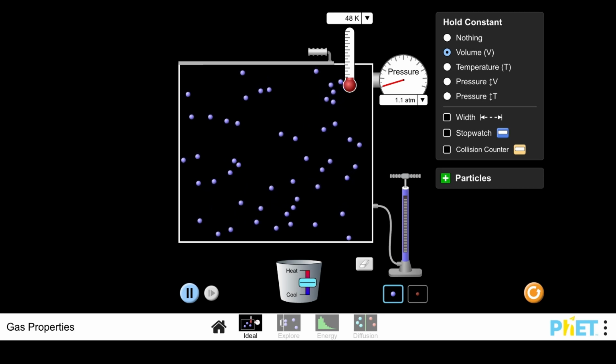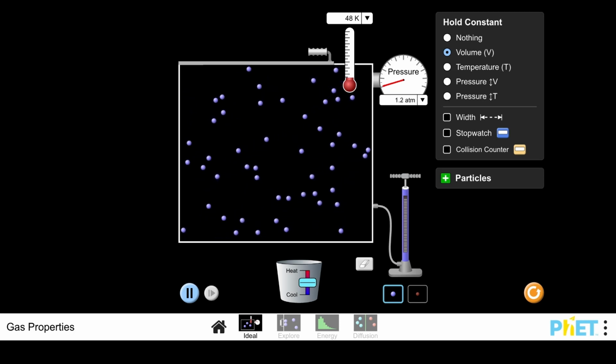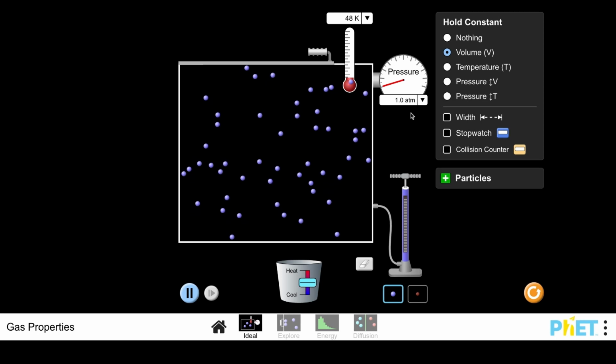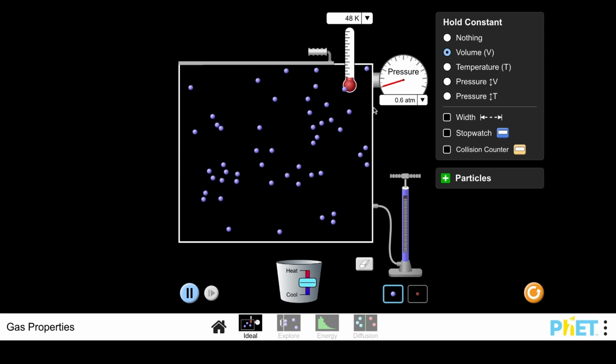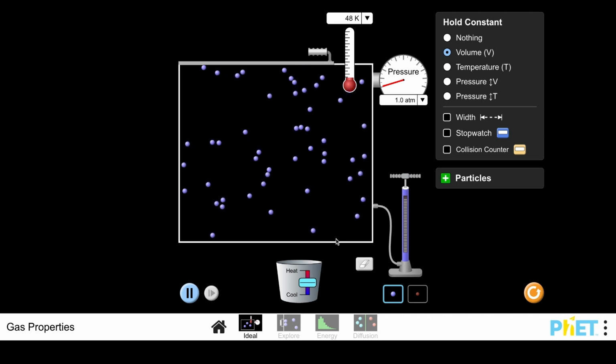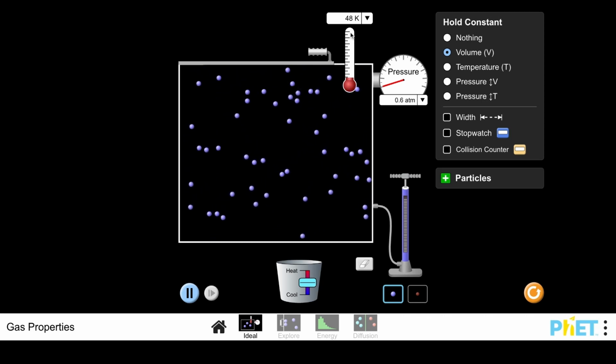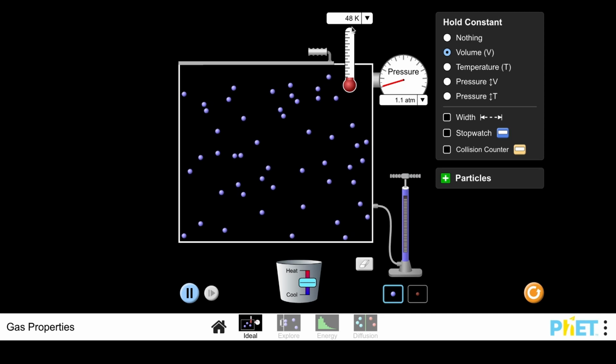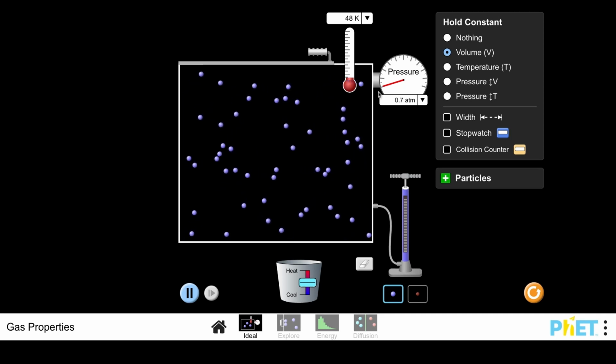So we could say that temperature and pressure are proportional. So why do we say it's proportional? Well, if the temperature goes up, the pressure goes up. If the temperature goes down, the pressure goes down.